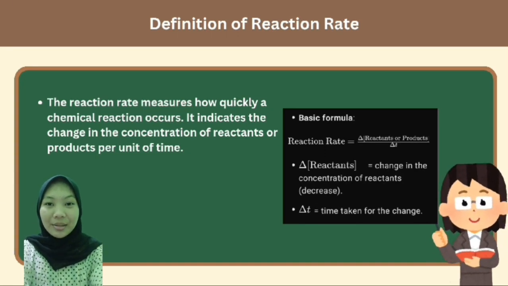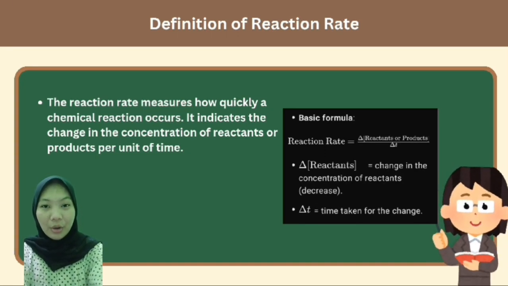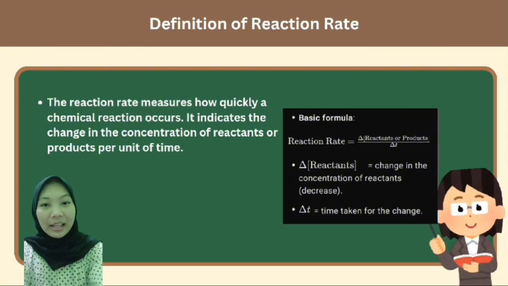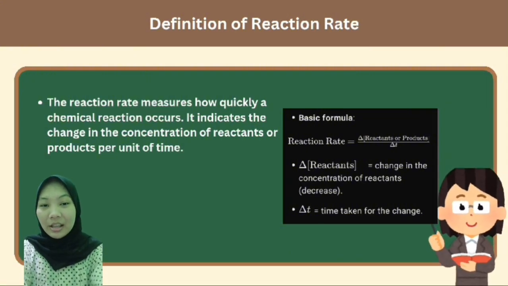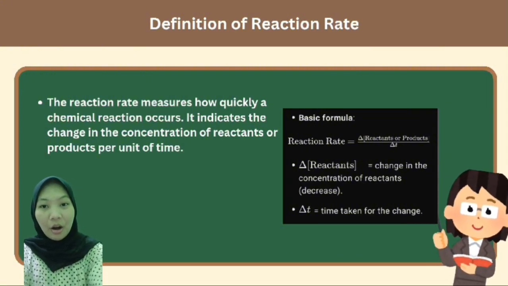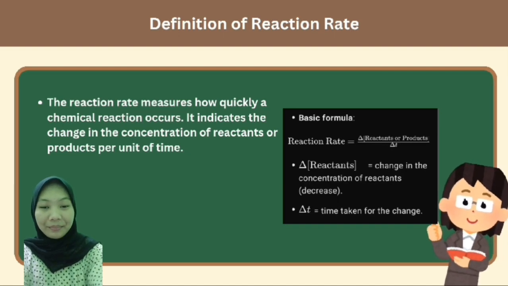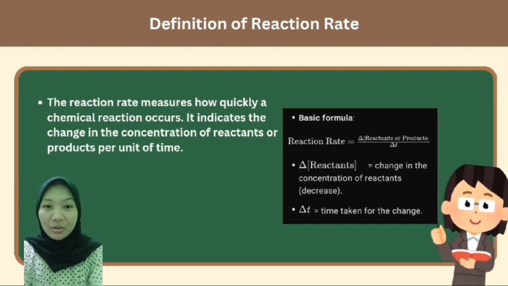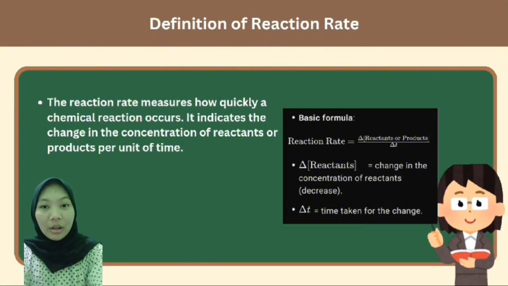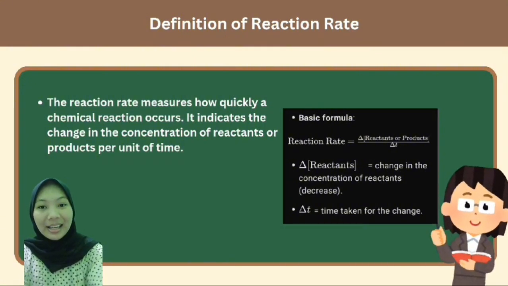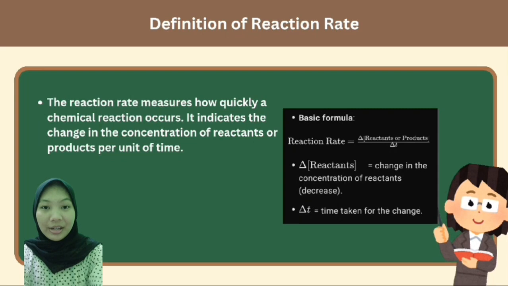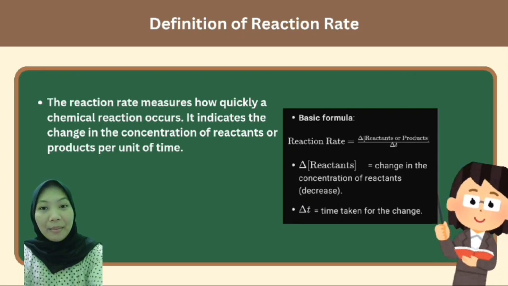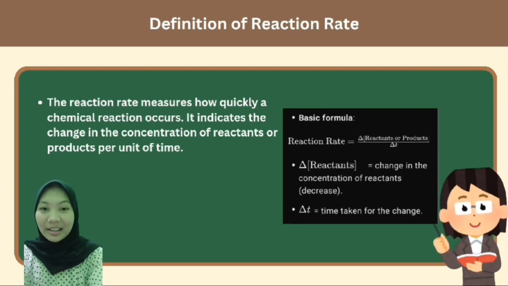The rate of reaction is a measure of how fast or slow a chemical reaction happens. It refers to the change in the amount of a reactant or product over a certain period of time. To calculate the reaction rate, you can use a simple formula. The rate of reaction is the change in the amount of reactant or product, delta, divided by the time it takes for that change, delta time.